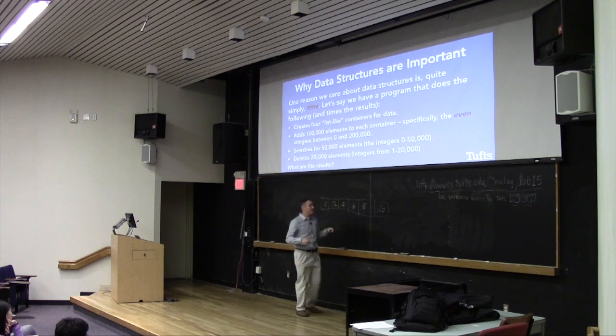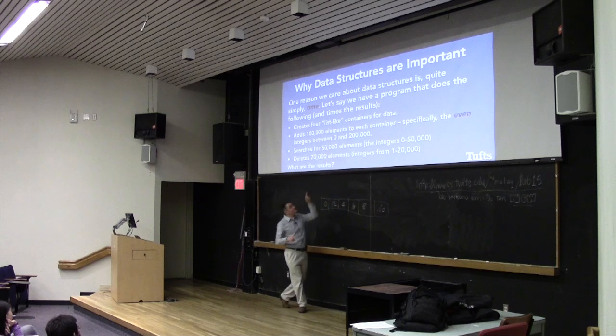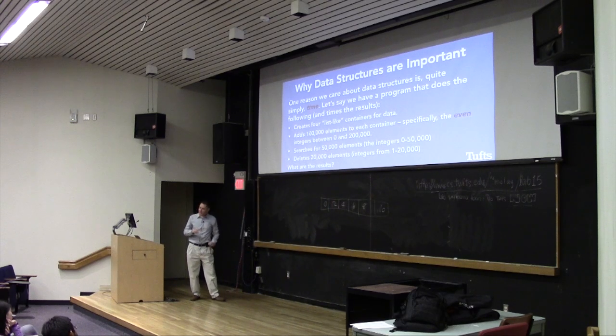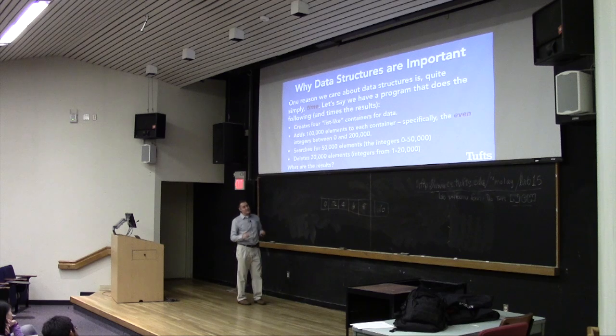No. Is 2 in there? Boop, yes. Is 3 in there? Right? And it's going to do that for those 50,000 integers. Okay? And then it's going to say, okay, fine. Delete the following integers, 1 through 20,000.